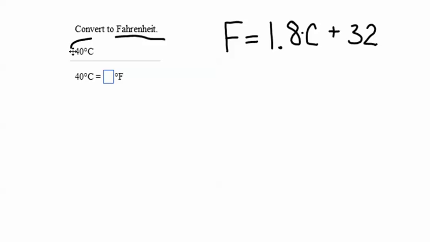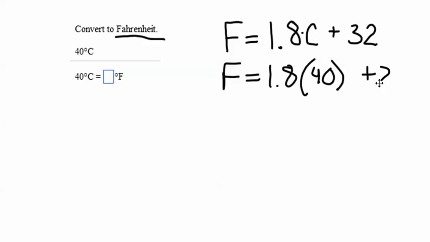In this problem, we are given a temperature of 40 degrees Celsius. So what we want to do is put 40 in for the C and do the math to figure out the equivalent degrees Fahrenheit. So degrees Fahrenheit is equal to 1.8 times 40 degrees Celsius plus 32.